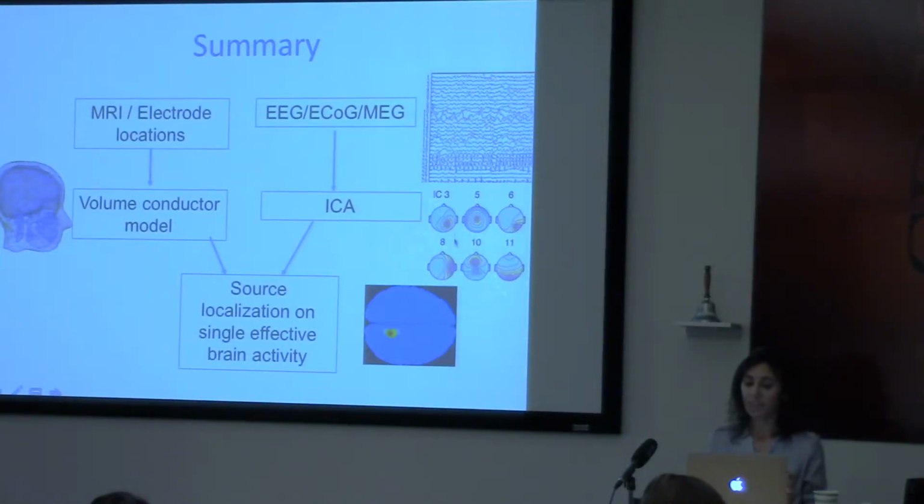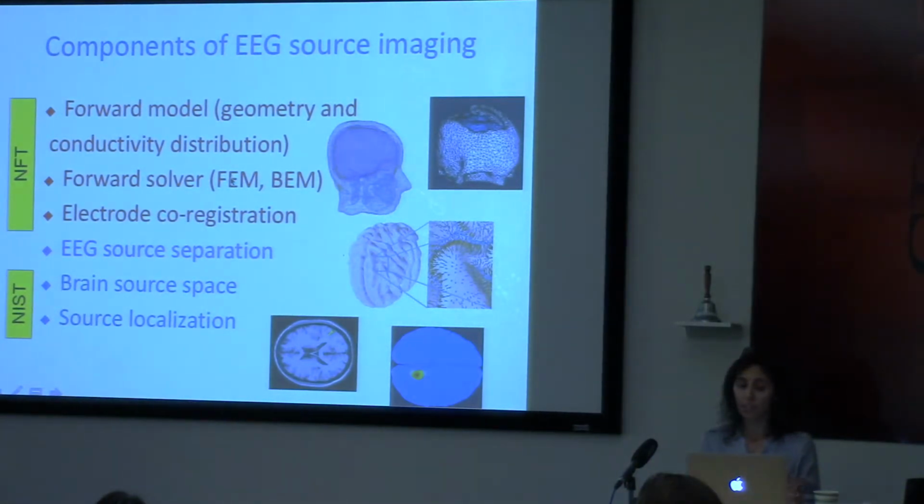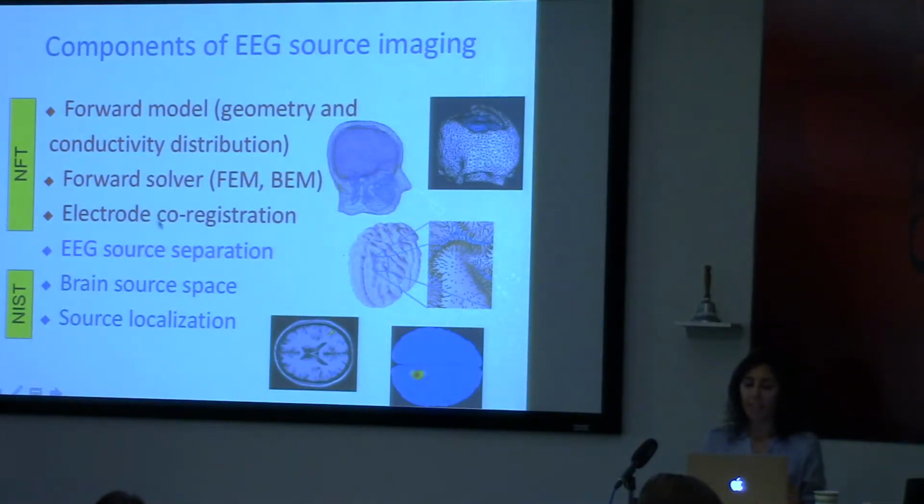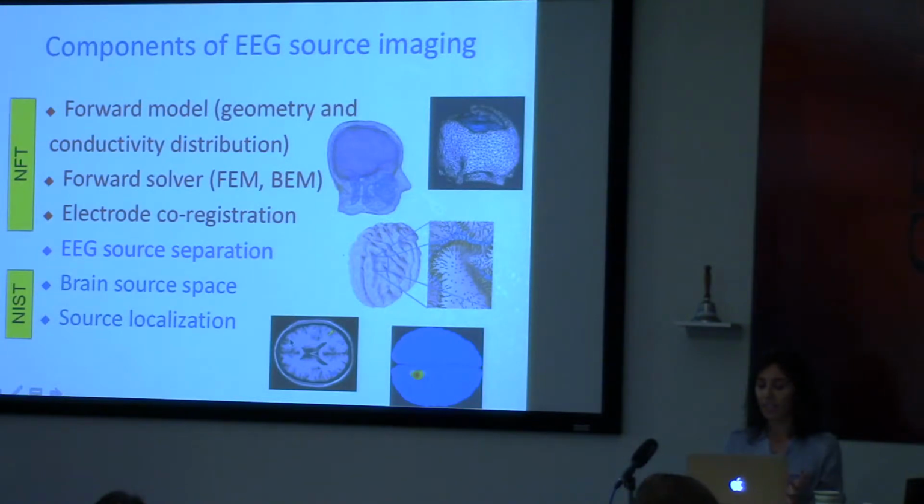And then we solve the source localization for each of these scalp maps. And then we can combine the whole thing with the activations. So the components of EEG source imaging are a forward model, geometry and conductivity distribution, a numerical forward solver, FEM or BEM, electrode co-registration, EEG source separation, generation of the brain source space, and then a source localization method.